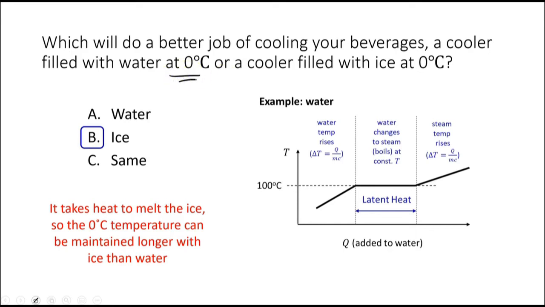And it's kind of weird to think about water being at 0 degrees Celsius. When we think of 0 degrees Celsius, we think of ice, right? But actually they can coexist at that temperature. So if you think about an ice bath, right? You've got water and ice mixed, and they're both at 0 degrees Celsius. So they can both coexist at 0 degrees C.